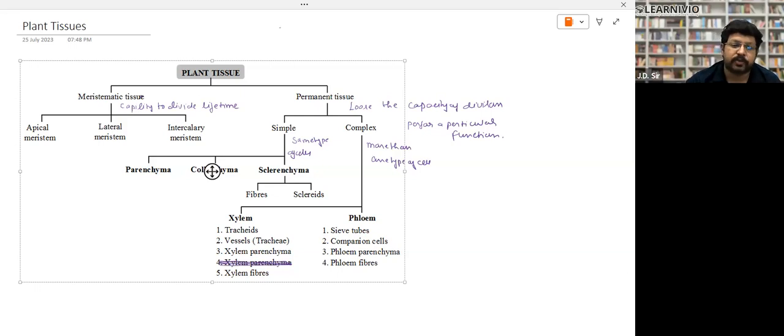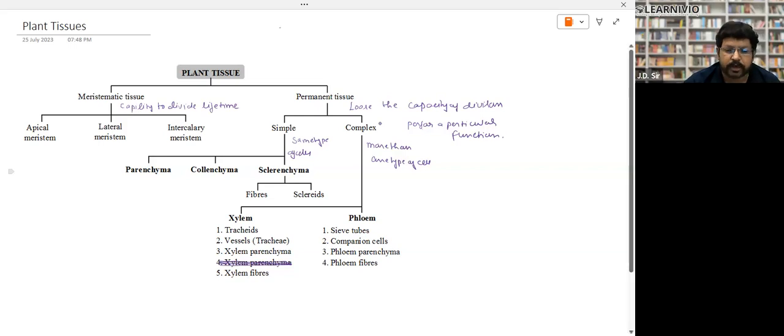We call this process differentiation, right? So this is differentiation. After that, we divide permanent tissue into two categories: simple tissue and complex tissue. Simple tissues are those permanent tissues which have lost their capacity of division.